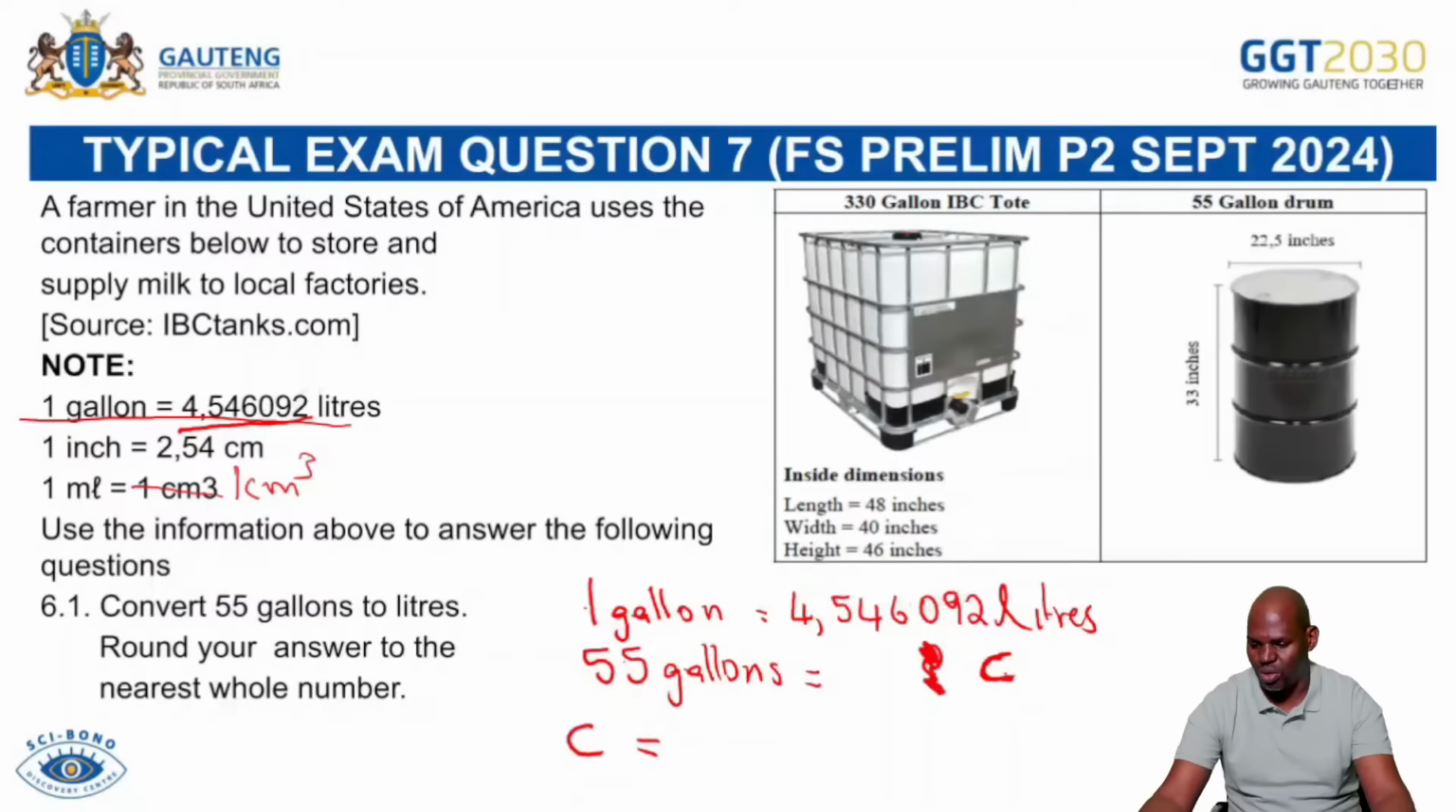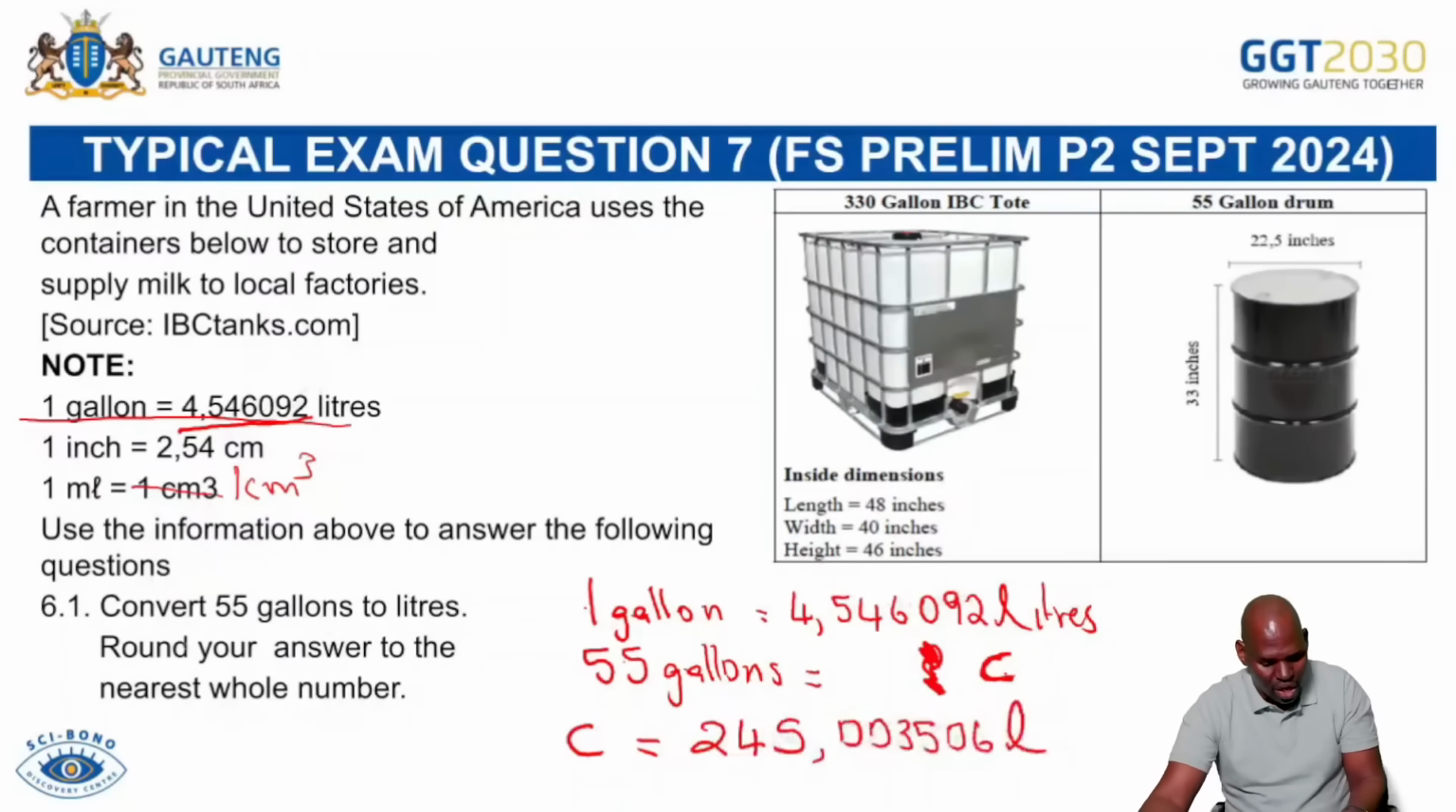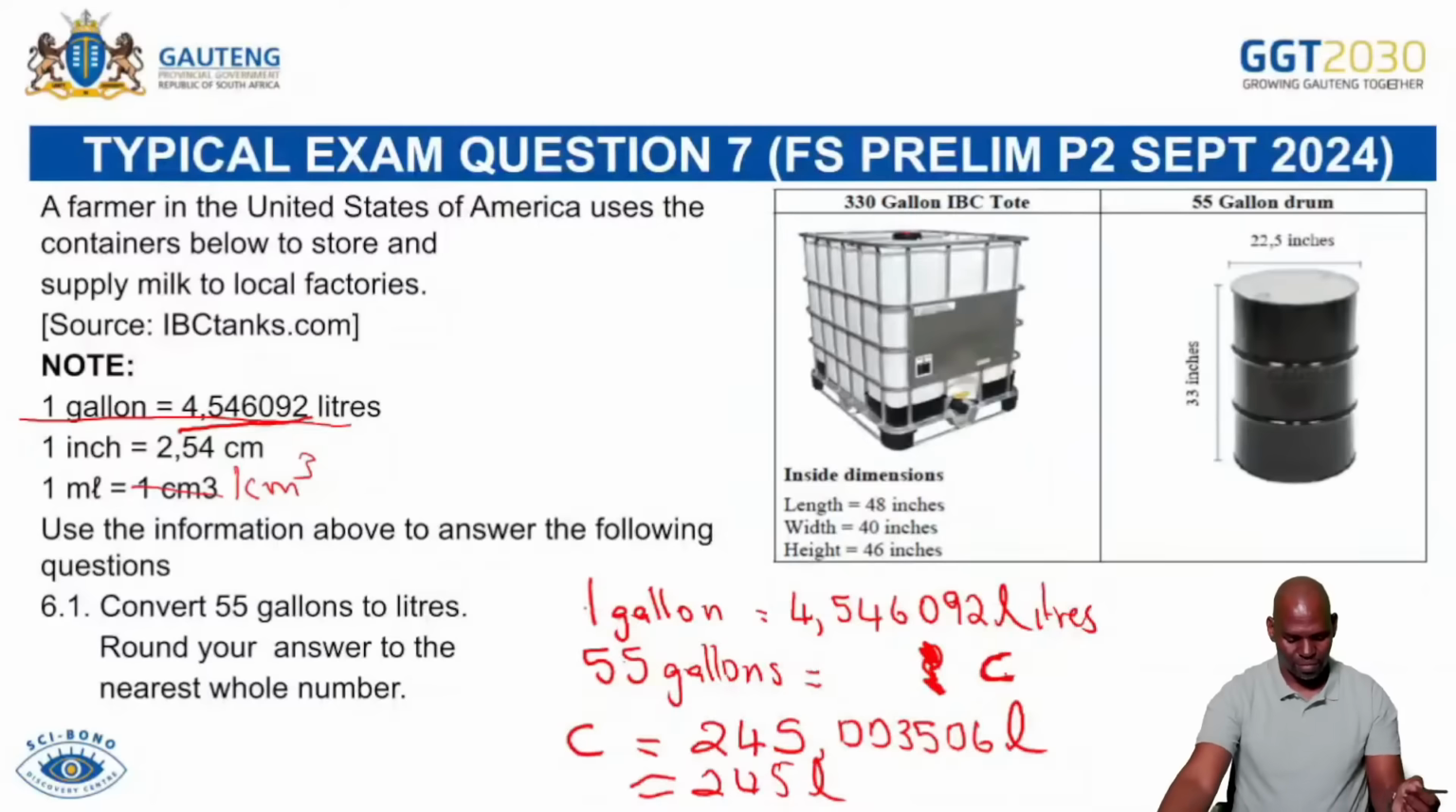When I do it on my calculator, I get 250,03506, and it's now in liters. I have converted, but there's also a question that I have to answer: round your answer to the nearest whole number. In the end, this must be to the nearest whole number. The first digit after the comma is less than 5, so this will remain the same. 250 liters. That is the answer for number 6.1.